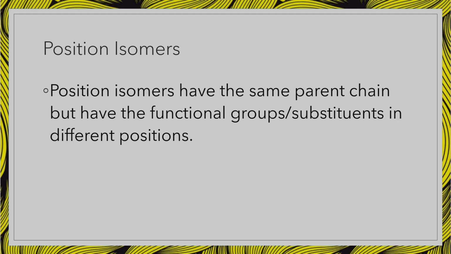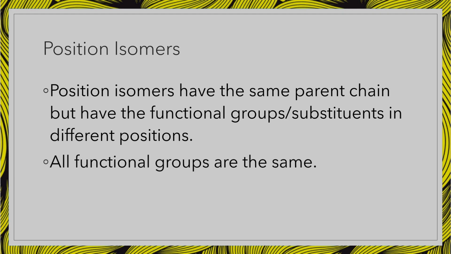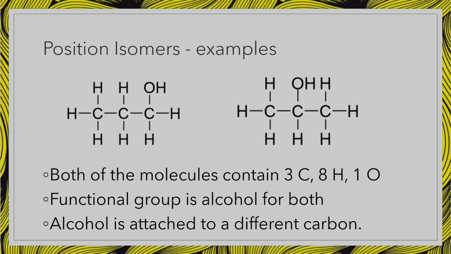Now, position isomers. Position isomers have the same parent chain, and that's the key thing. If it's a pentane, it's going to stay a pentane. Or if it's a propane, it's going to stay a propane. It's just that the functional groups or the substituents have moved around. All the functional groups are the same. It's just the position that's different.